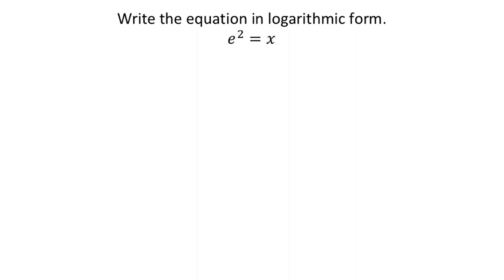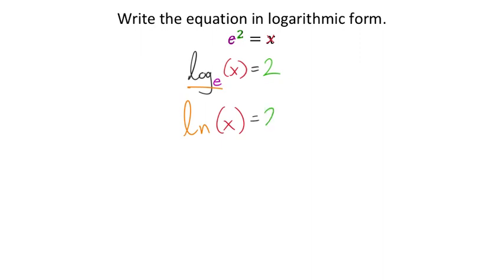But again, it is saying, hey, change this into a logarithm, no problem. It's a base e, so I'm going to make it logarithm base e. It's to the power of 2, but it equals x. Our product is x, so it's log base e of x. And it should always equal the exponent, which in this case is 2. So log base e of x equals 2. Again, log base e is a natural log. So it's the natural log of x equals 2.